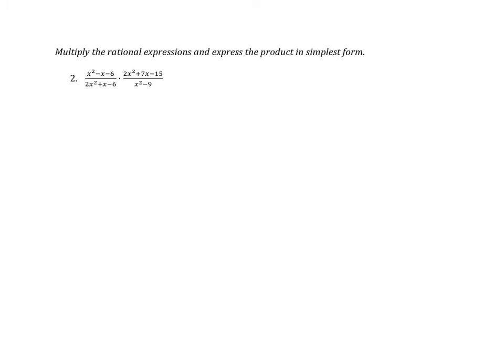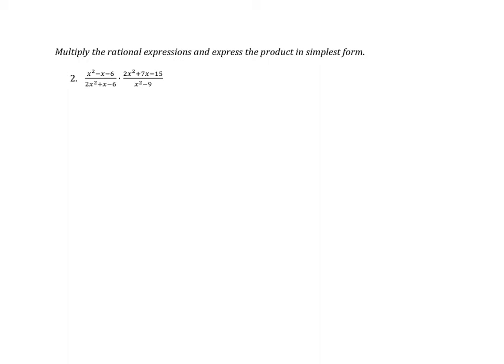All right, number 2, multiply the rational expressions and express the product in simplest form. Multiplying is basically exactly what we just did. It's just now instead of having one fraction, we have 2. So we want to fully factor all of the numerators and denominators.